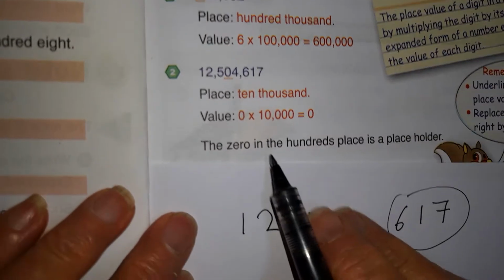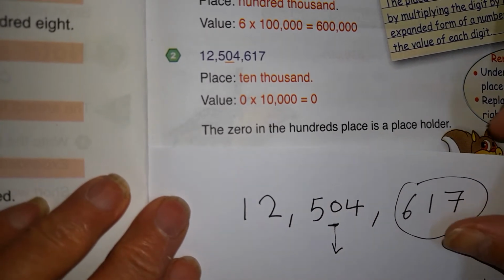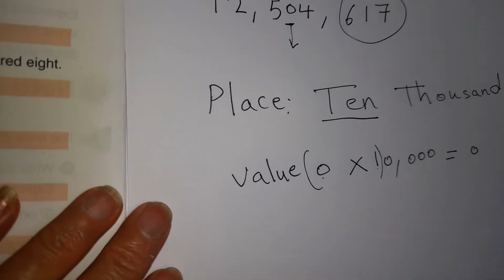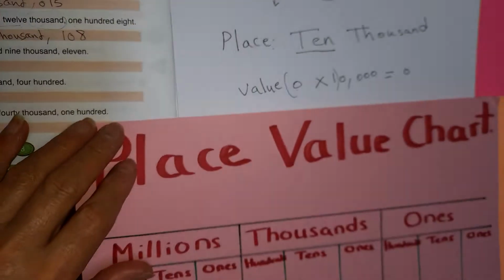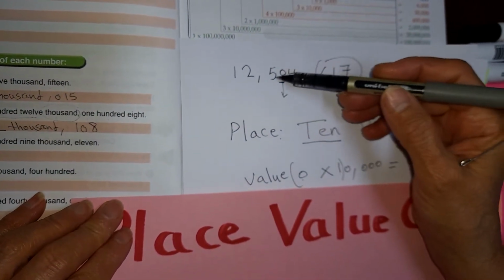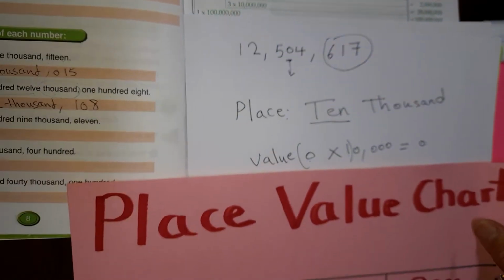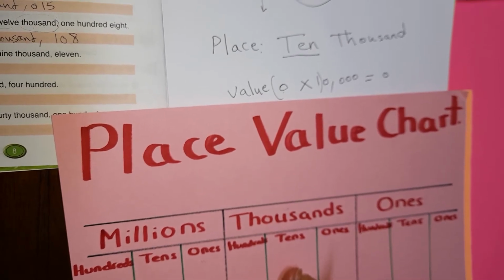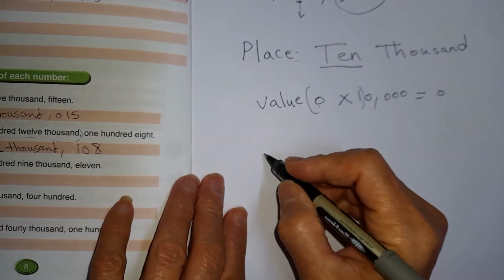Now, the 0 in the ten thousands place is a placeholder only. Why? Someone will say, Miss, why do we use it? If you don't use it, for example, here, if I have this place value chart and I need to write this number, 12,504,617, if you don't use it, that means the place of the 10,000 will be empty. So your number will be like that.